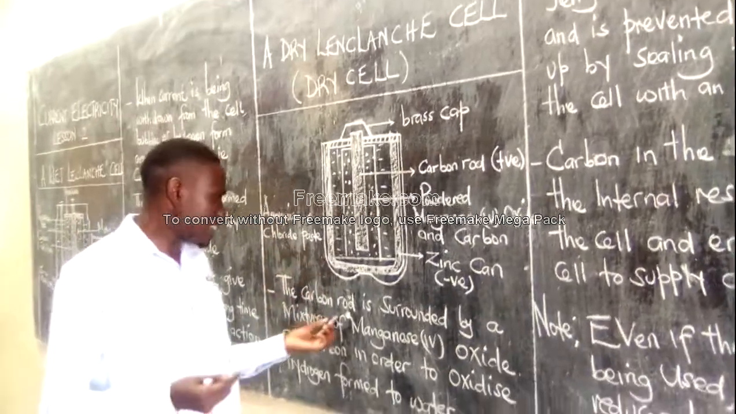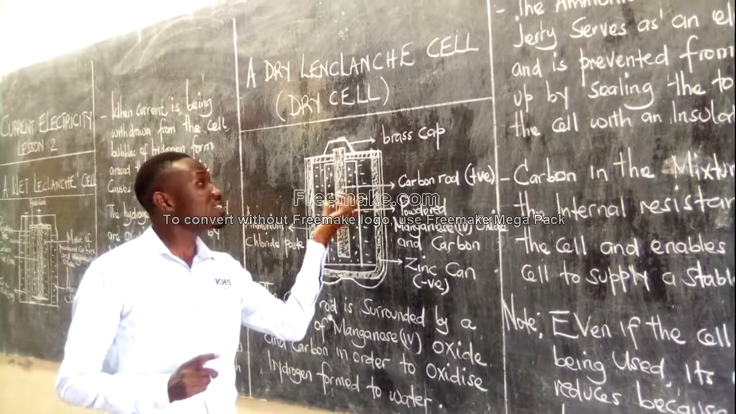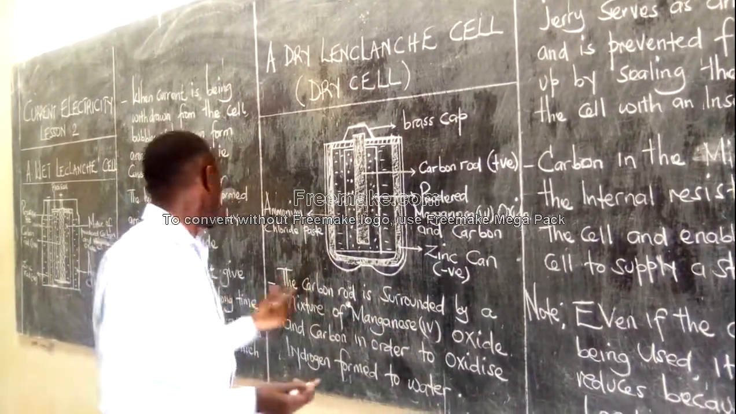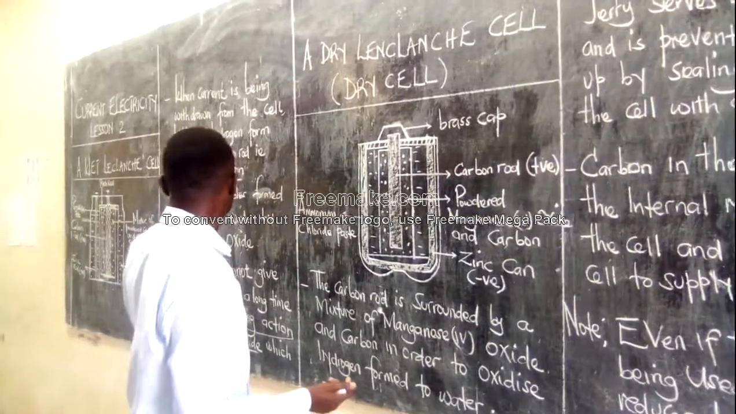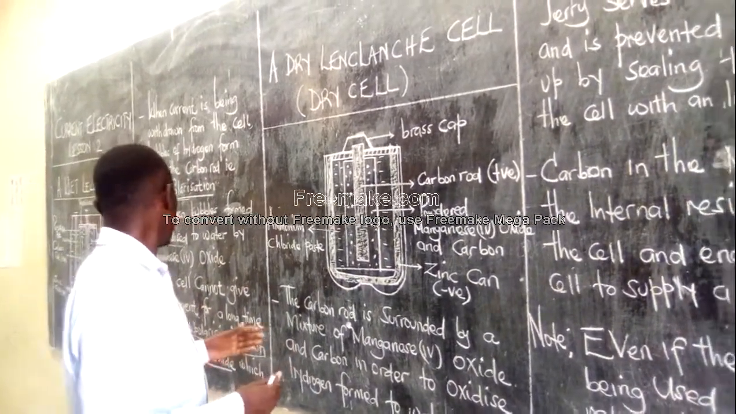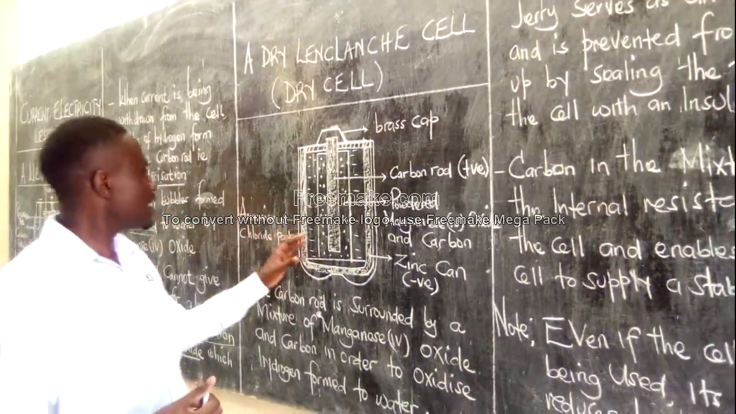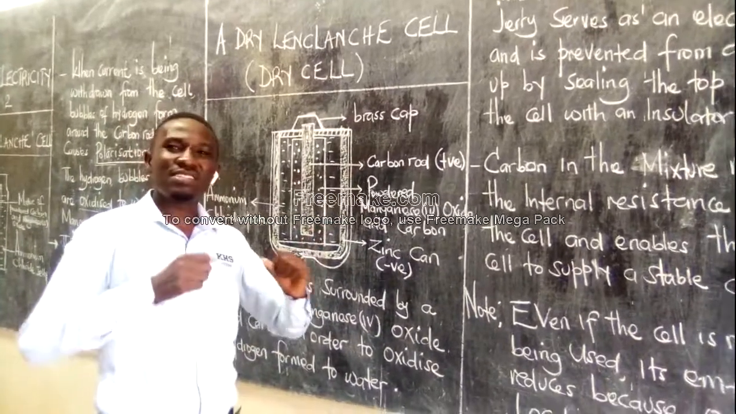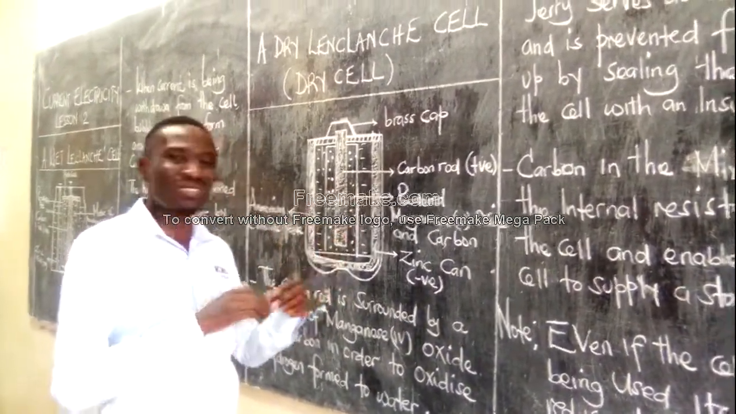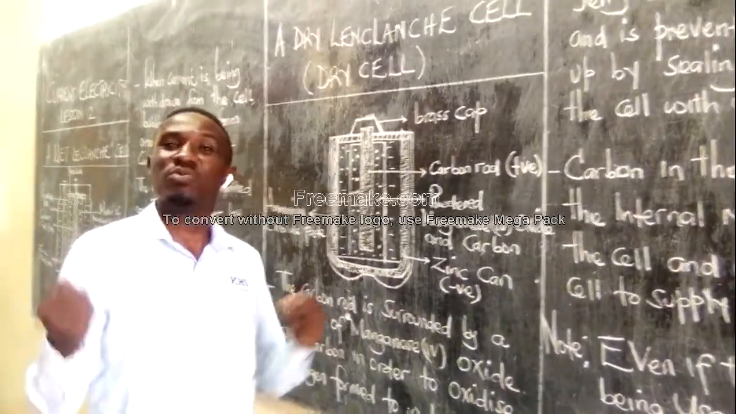Now, by the way, it is called a dry cell because it doesn't have a liquid. A wet cell has liquid, which at times can pour out. So here, we are having ammonium chloride paste, which is simply a sticky jelly. And two, there is no liquid. And then lastly, it is portable. You can put it in your pocket and move away.